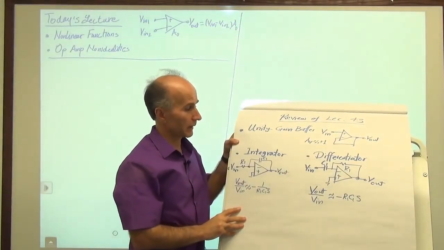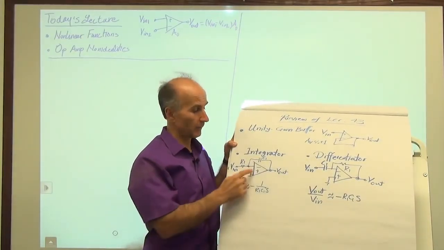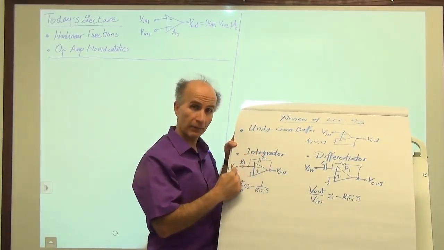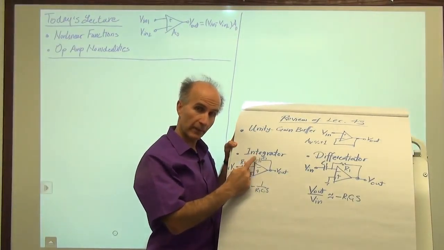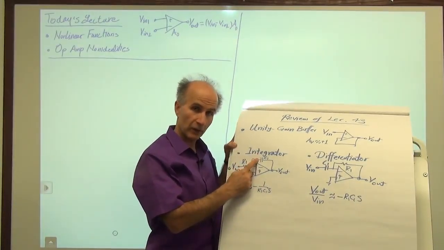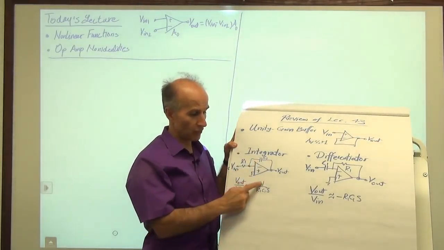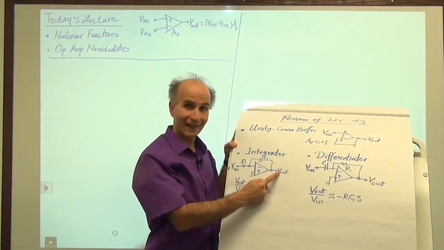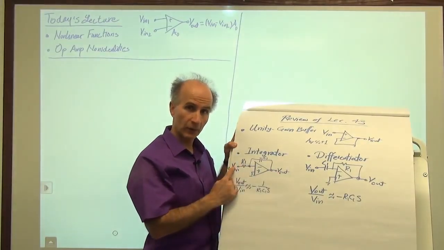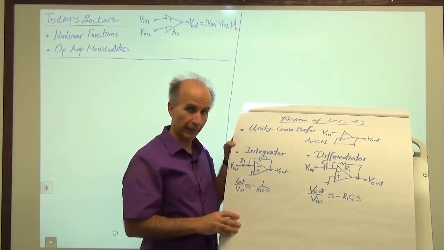We considered two other circuits that incorporate capacitors. We saw that if we go to an inverting amplifier and replace the feedback resistor by a capacitor, then the circuit becomes an integrator. And we can see that the transfer function is 1 over R1C1S, or the output is the integral of the input with respect to time. So that's a very useful function to have.